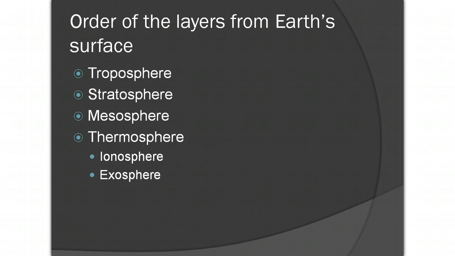Now, of course, you know the troposphere is where the transfer or the movement of the atmosphere occurs the most. That's the part where the weather typically occurs. And then also the stratosphere is where the ozone layer is found.